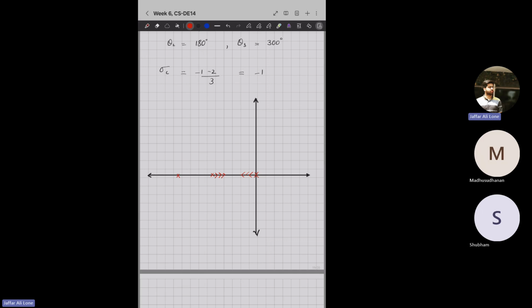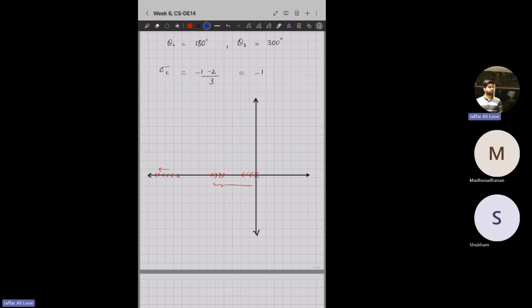Why? Because this is a valid root locus part, because to the right of it, there is only one pole, which is odd. So it's a valid point. This is not a valid part of root locus because to the right of it, there are two poles, the sum of which is even. So this is not a valid part, but this is a valid part. So I have root locus is something like this. So this will go to infinity from here, but let me draw it like this.